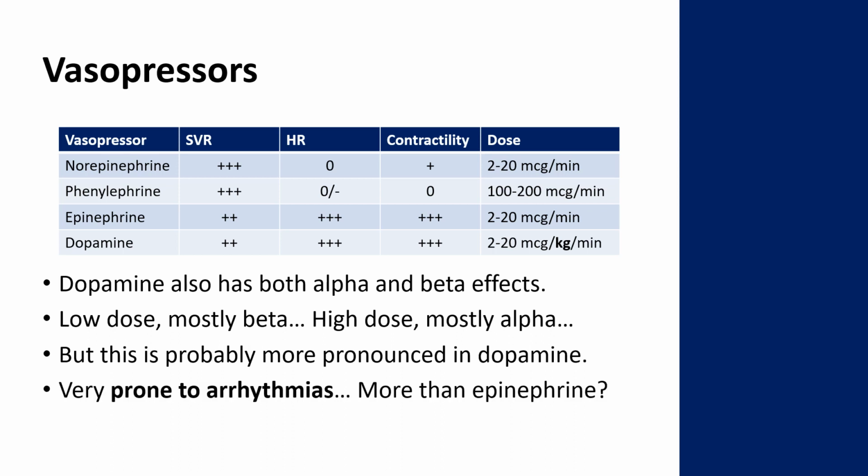Dopamine is also very prone to producing arrhythmias. And some people think that that's actually even worse in dopamine than it is in epinephrine. So you've also got to watch out for that.